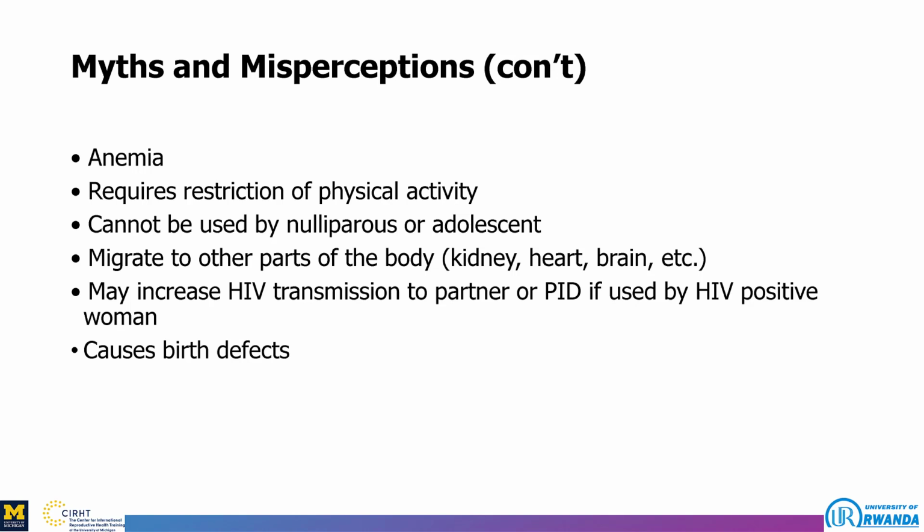Cannot be used by nulliparous or adolescents. That is not true also. Of course, even if someone is a nulliparous or an adolescent, the person can use the copper intrauterine contraceptive device.